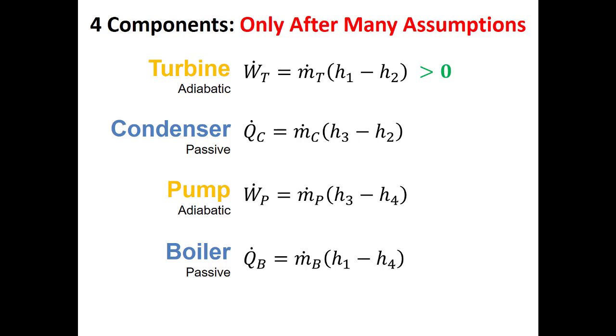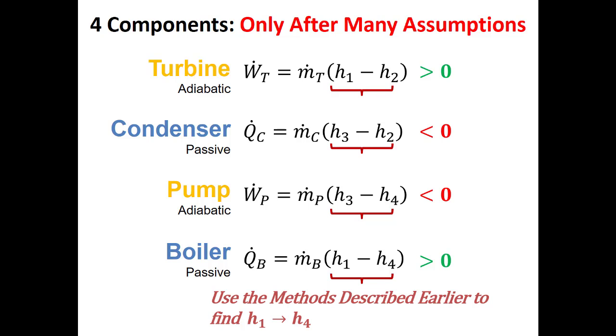Right? We also know the signs here. The turbine power should be positive. The condenser heat transfer rate should be negative. The power consumed by the pump is negative. And the boiler heat transfer rate is positive. Then we've got to say, what's delta H? And we can think about how to find that.